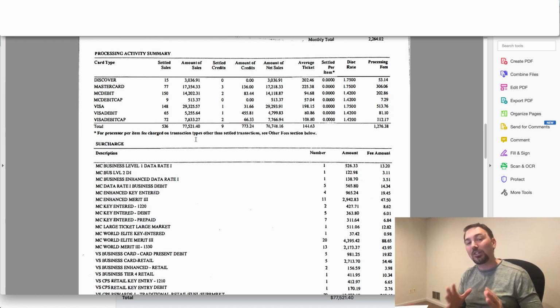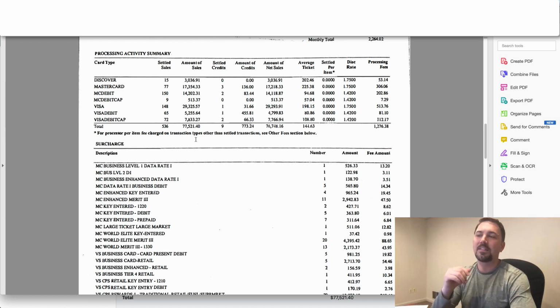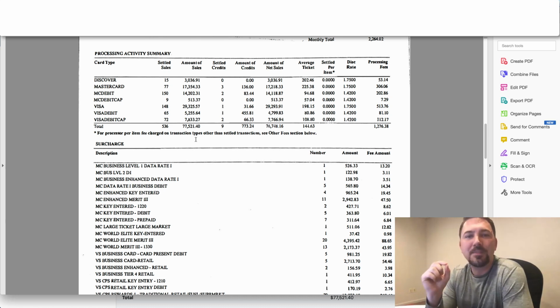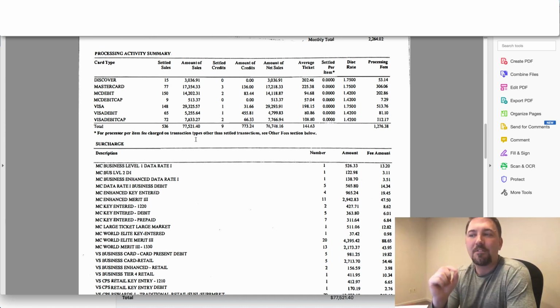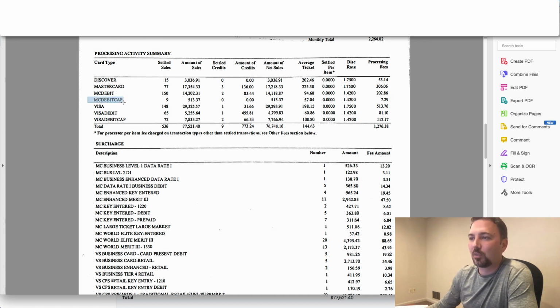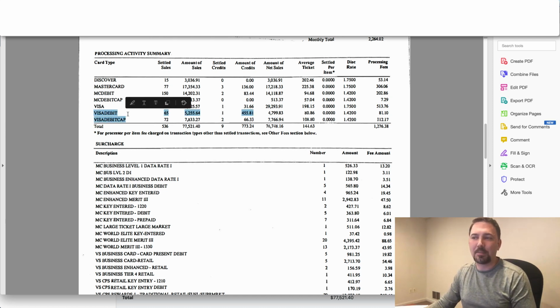Okay, are you ready? Question number 1, when we're looking at this statement, what is MC debit cap and Visa debit cap? So we can see them right over here. Here's the first one, MC debit cap. And then here is the other one, Visa debit cap. So what are those? Why are they separated from Visa debit right up above it? Why are these two things separated?